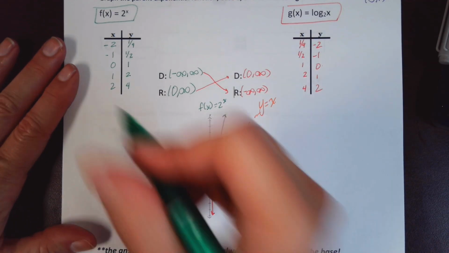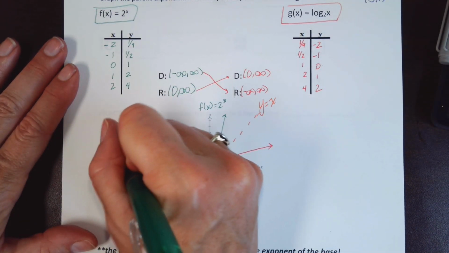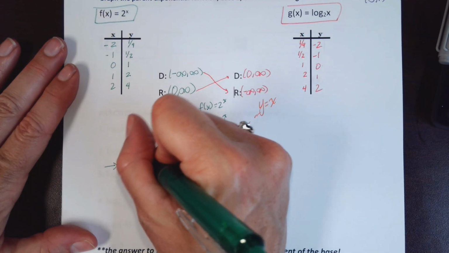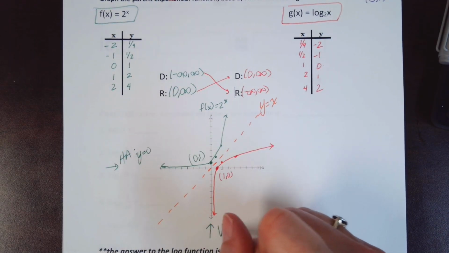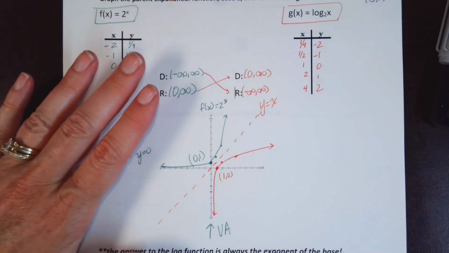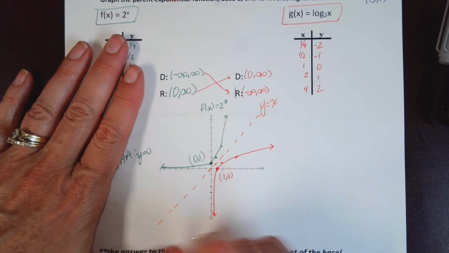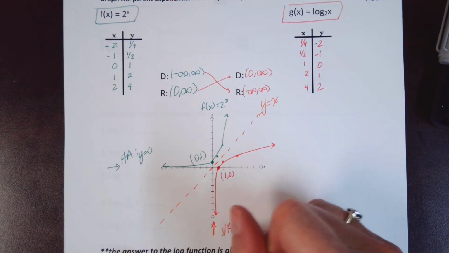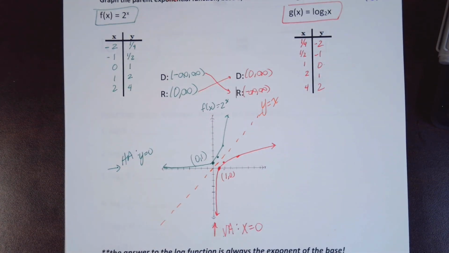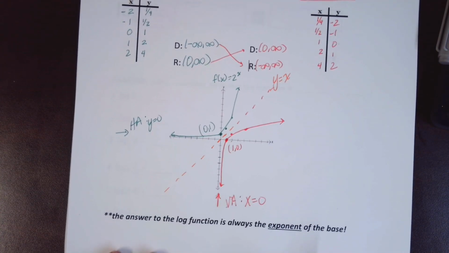So my exponential function has a horizontal asymptote at y equals 0. My log function has a vertical asymptote. Let's stick with my colors. Sorry guys, my log function is in red. My log function would have a vertical asymptote at x equals 0, because log functions and exponential functions are inverses of each other.